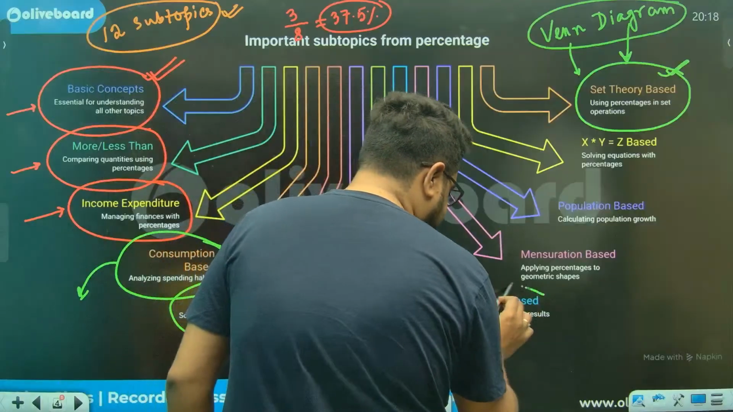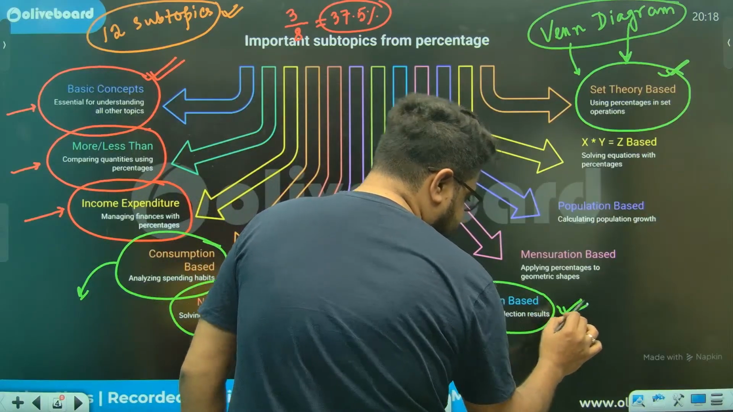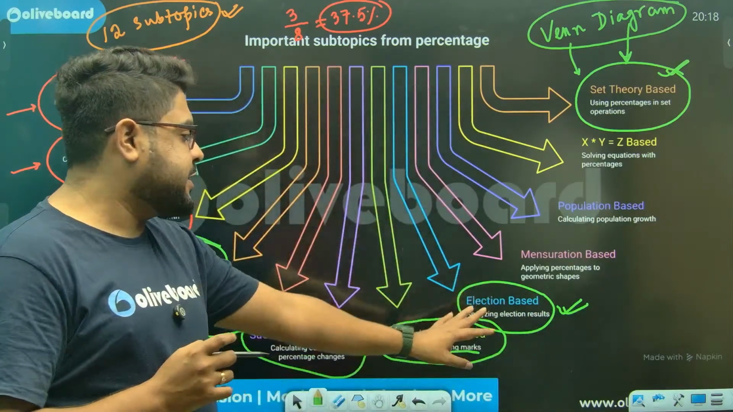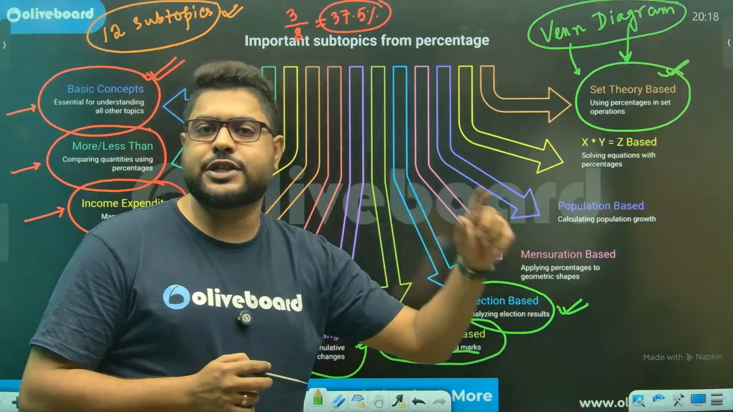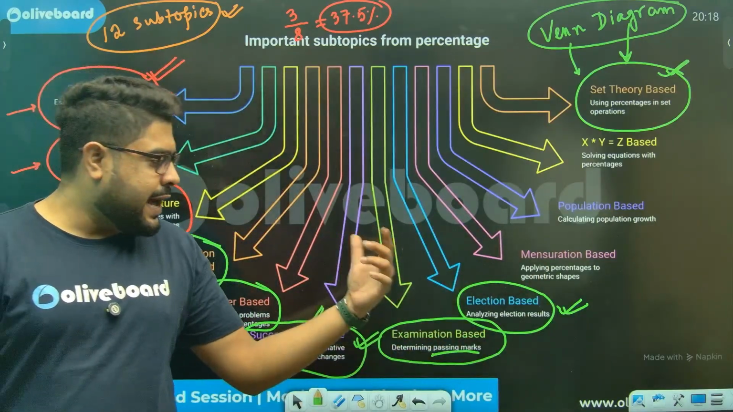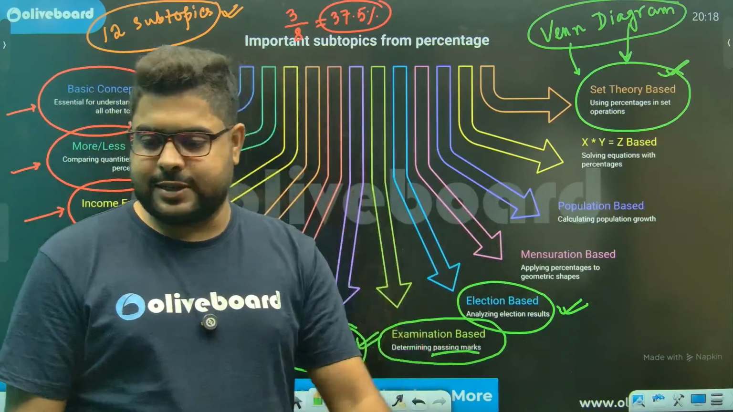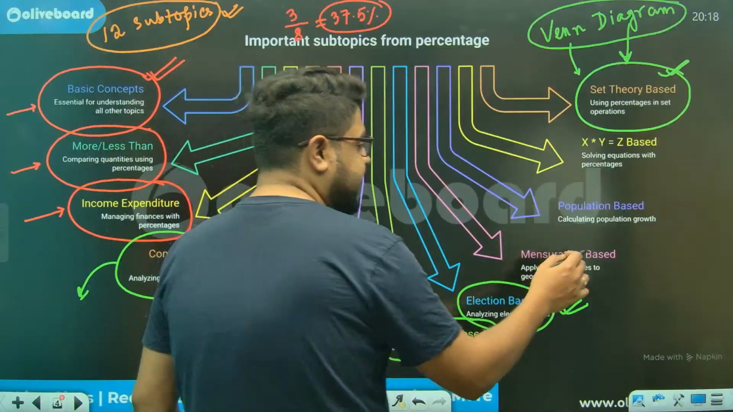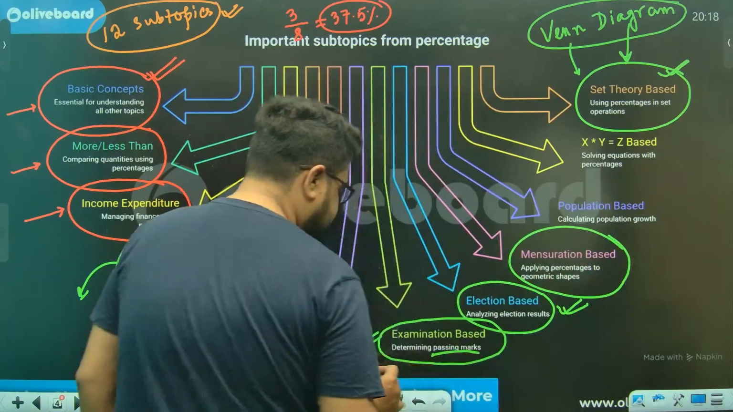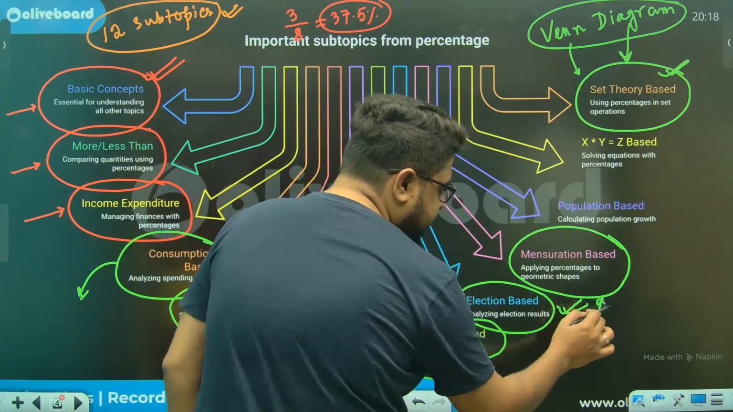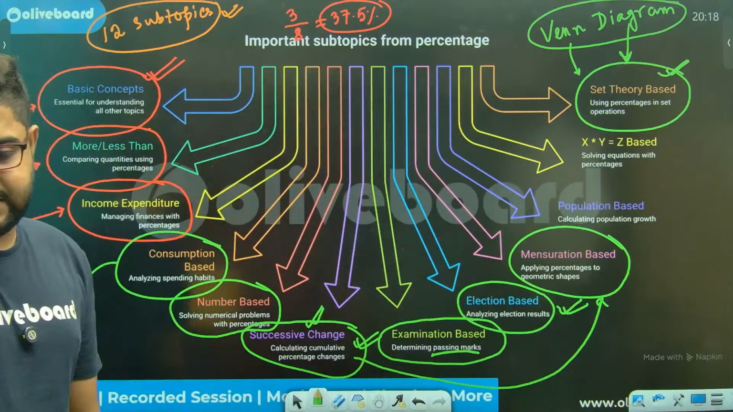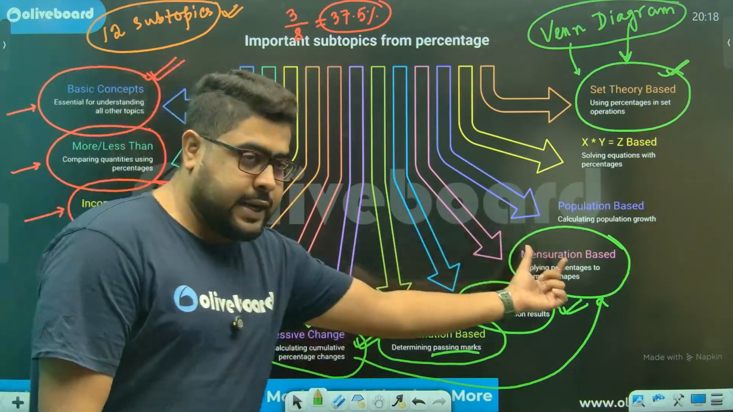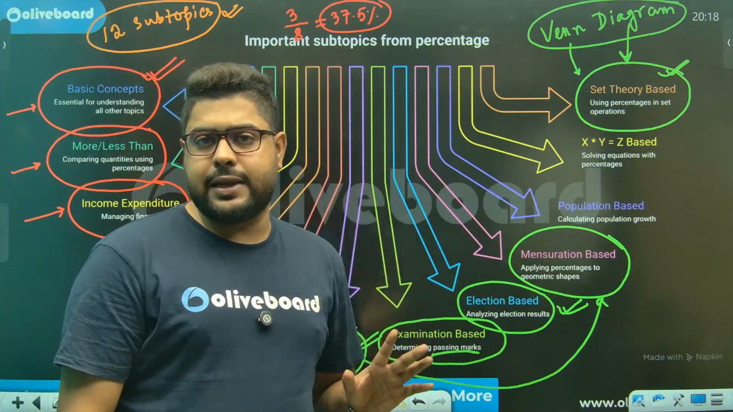Now comes election based. Again, every year you will have at least 5 shifts in prelims which will have an election based question, 100%. So mensuration based, again I told you mensuration based means an extension of this AB theorem only, successive change. Now again, how to use that? You need to have a very clear cut idea.